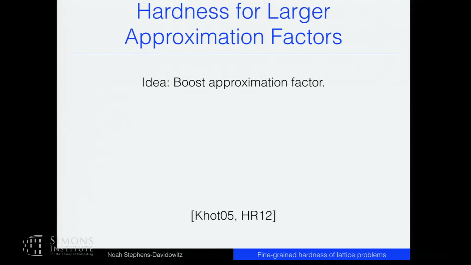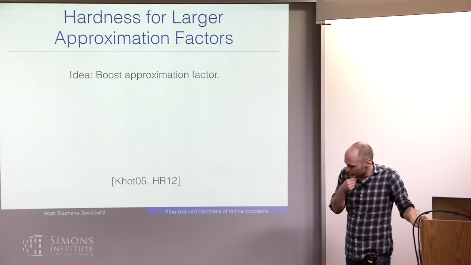So now I'm going to say a little bit about hardness of approximation. Unfortunately, the way these proofs go, you can either say a little or a lot, so I'm going to say a little. So we proved hardness for constant factor approximation, for a bad constant factor. The idea, which was originally due to Sebash and then was improved by Shai and Oded, is to boost the approximation factor.